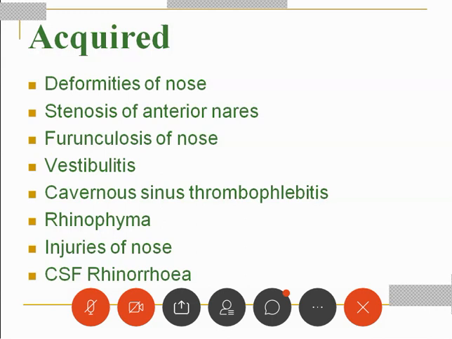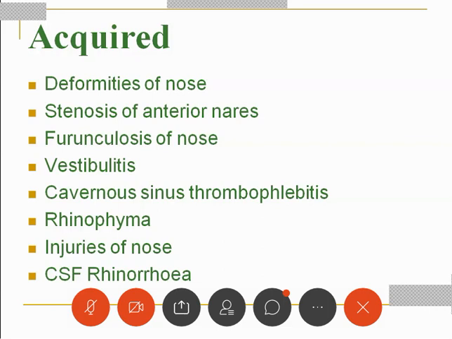This is also one sort of inflammatory, but not typical of inflammatory, but it is somewhat like a proliferating type of external sweat glands over the nose, that is rhinophyma, and injuries of the nose, I told you, and complications of the injuries of the nose lead to CSF rhinorrhea. So this is how we divide the various diseases of the nose.